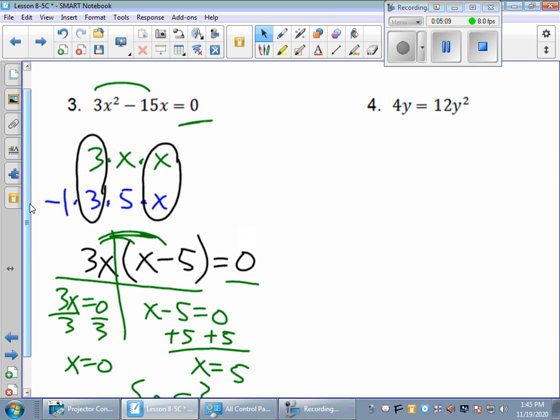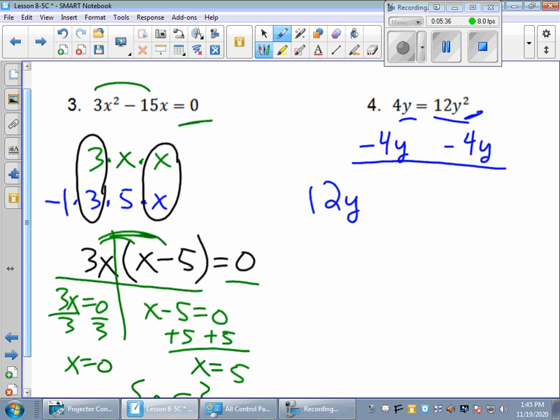And number 4, again, the question we ask is, do we have an equal 0? We do not. So what we want to do here is bring one of them to the other side. I can see that this is a y squared and that number is positive, so I'm going to subtract the 4y over because I want to keep the 12, the number in front of the biggest variable, to be positive. So I'm going to have 12y squared minus 4y, and when you subtract these two out, we get a 0. So now we have a 0, so that's a good start.